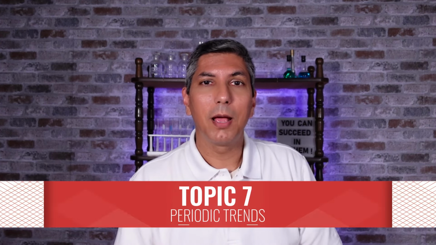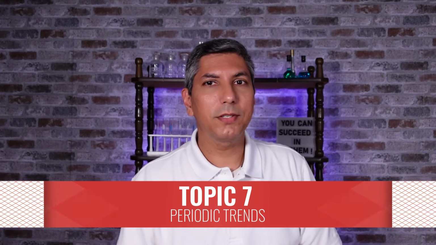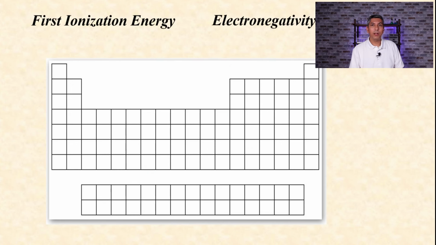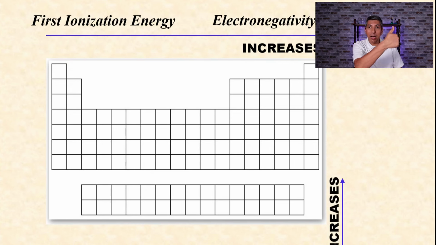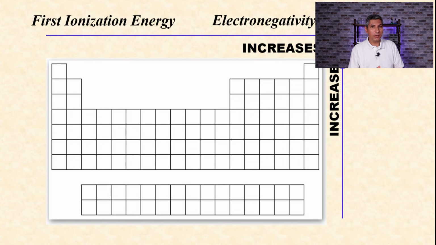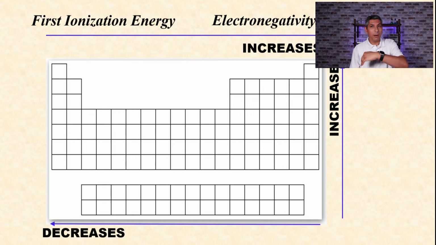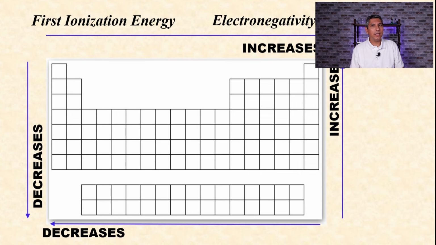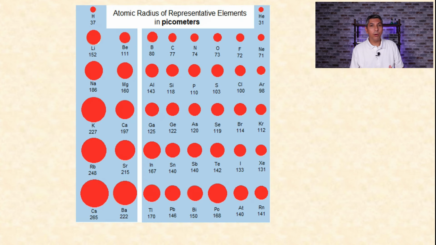calcium. Several trends in atomic properties can be predicted by looking at the periodic table. For example, ionization energy and electronegativity generally increase as you move to the right and top of the periodic table, and they decrease as you move toward the left and bottom of the table. Atomic radius is the opposite. Atoms are smaller toward the top and right of the periodic table, and they're the largest toward the bottom and left. The periodic table helps predict these trends, but they do not explain them.